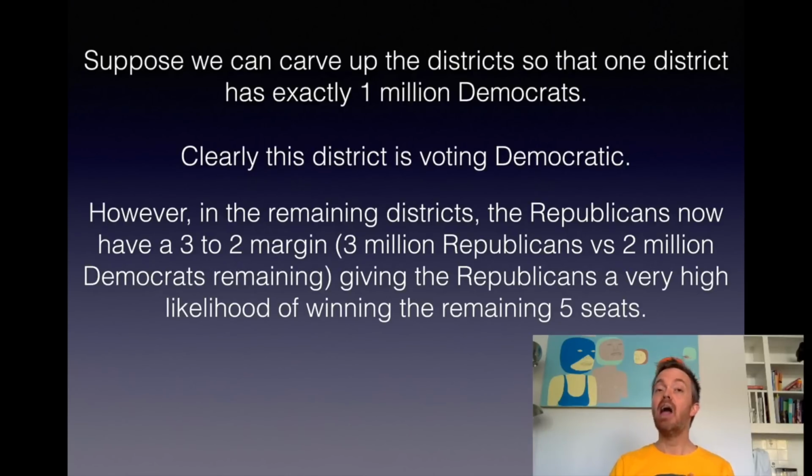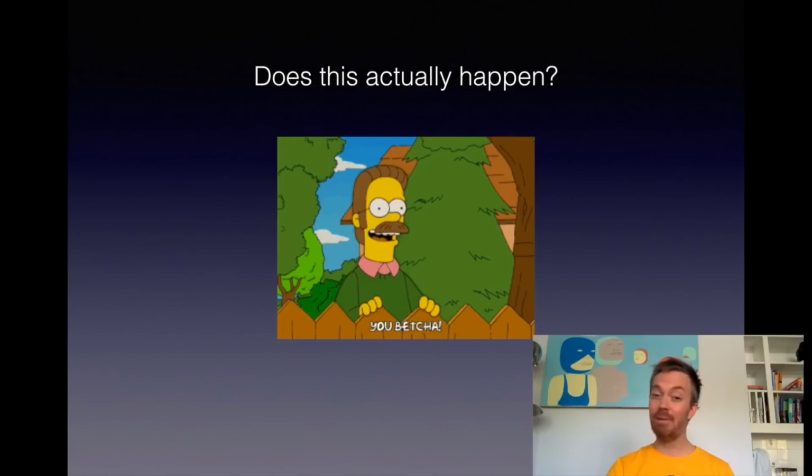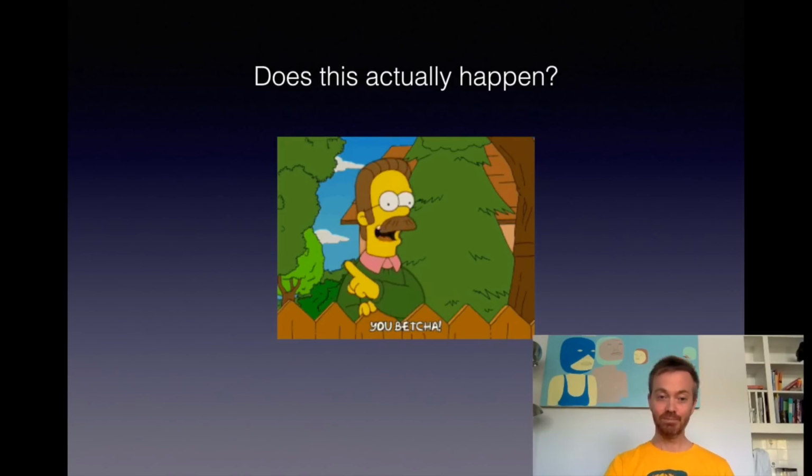There's a very high likelihood, I mean, if you can get your voters to turn out, there's a high likelihood that those districts are now going to go Republican. So what's happened? You've got 1 seat for a Democrat, you've got 5 seats for a Republican, even though the population is relatively split. So again, in that case, Democrats would receive only about 17% of the representation, despite being 50% of the population. This is the big problem with gerrymandering. And does this happen? Yeah, it happens regularly. It happens all the time.